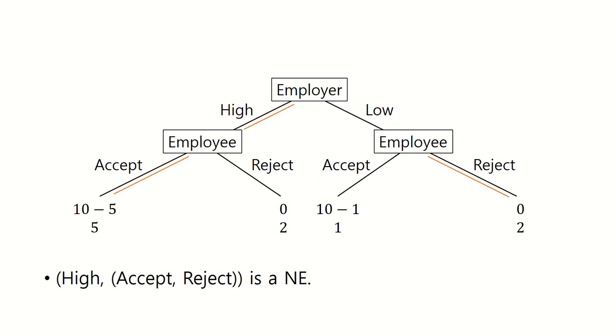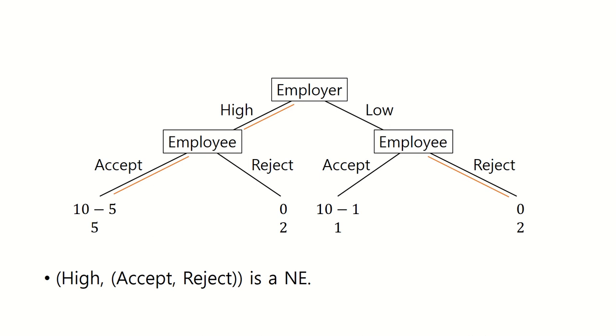So the Nash equilibrium can be written like this: high, comma, open parenthesis accept reject close parenthesis. This is a Nash equilibrium, right? As you can see, now the employee's strategy is two-dimensional. The first element of the employee's strategy is the employee's action in the first node, when the offered wage is high.